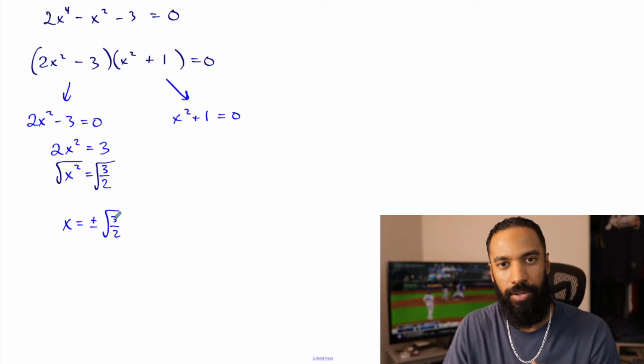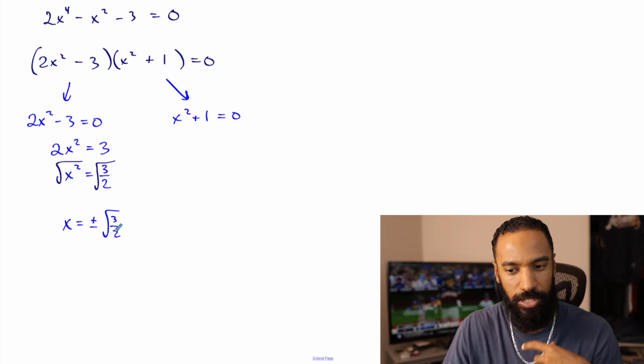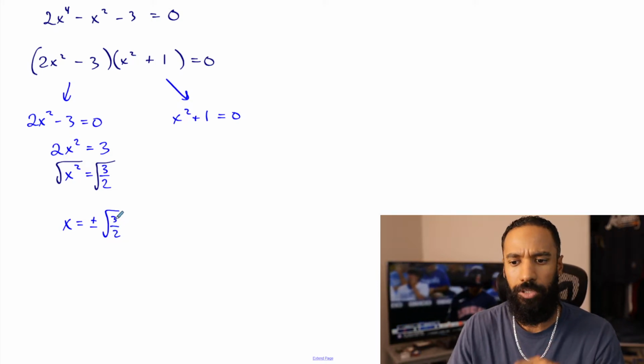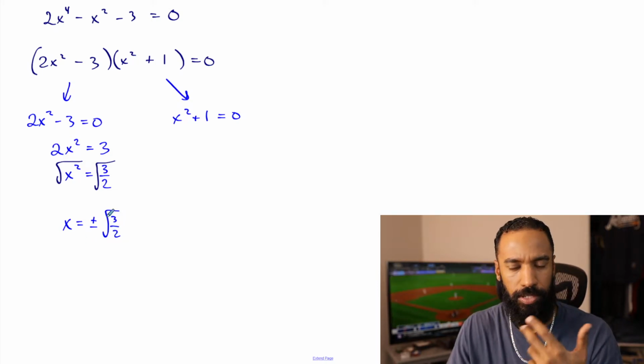There's more I need to talk about here, because when I use quadratic formula, this is not the answer I'm going to get. I think I'm going to get plus or minus root 6 over 2. But you'll see where that comes from with what I do with this afterward.